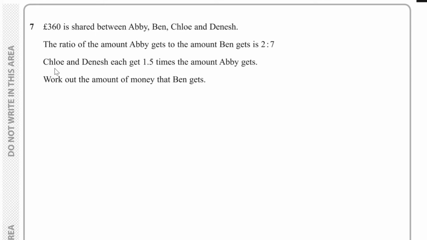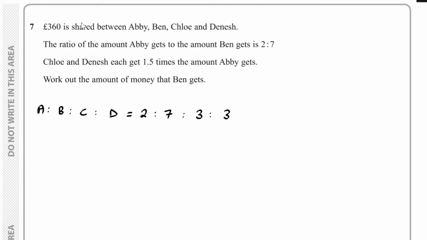Well, we can see over here 1.5 times the amount Abby gets, that would be 1.5 multiplied by 2, which is 3. So therefore the ratio A to B to C to D, that's equal to 2 to 7 to 3 to 3. Notice 2 multiplied by the 1.5 gives a 3. So Chloe and Denish each get 3.